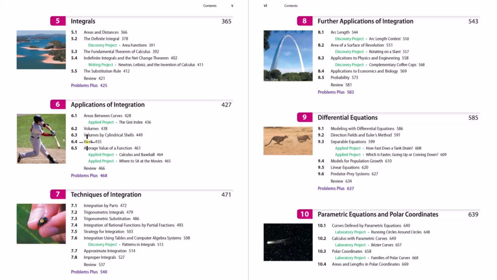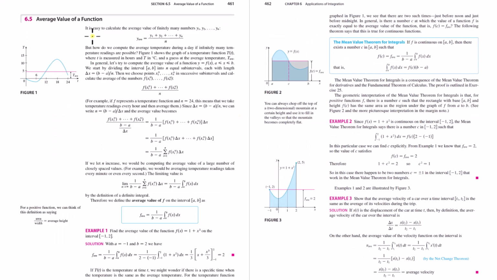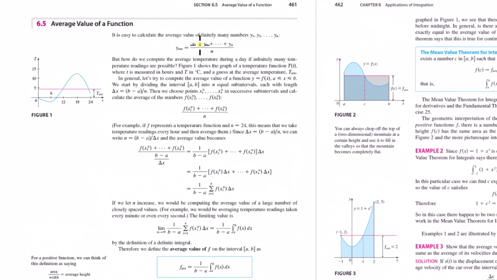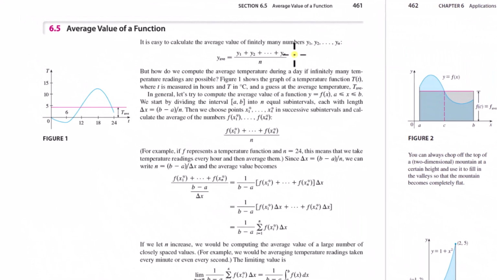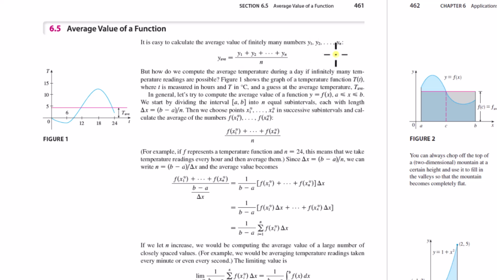In this video, we're going to go through section 6.5 of the calculus textbook. We're going to talk about the average value of a function. It is easy to calculate the average value of finitely many numbers. So they have n numbers here. And to calculate the average, as you know, you add up those n numbers and divide by n.